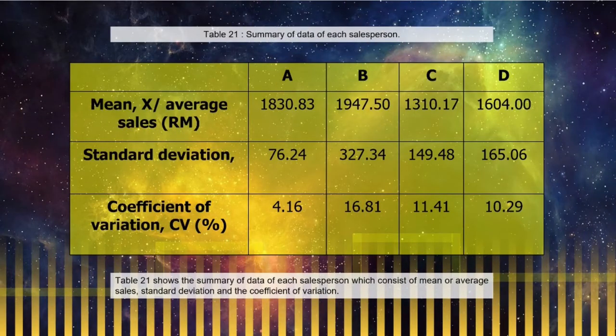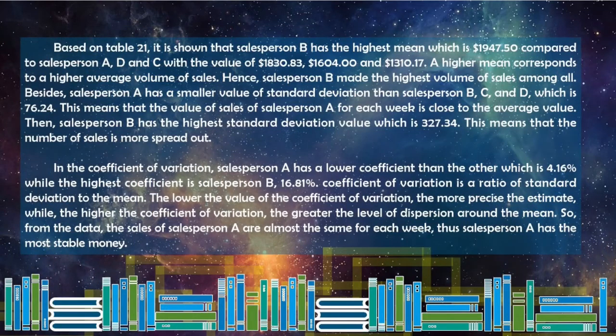Table 21 shows the summary of data of each salesperson that consists of the mean or average sale, standard deviation, and coefficient of variation. Based on Table 21, salesperson B has the highest mean, which is 1947.5, compared to the other salespersons. Higher means correspond to a higher average volume of sale. Hence, salesperson B made the highest volume of sale among all.